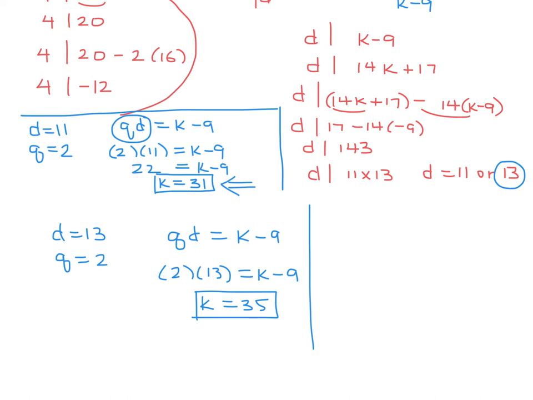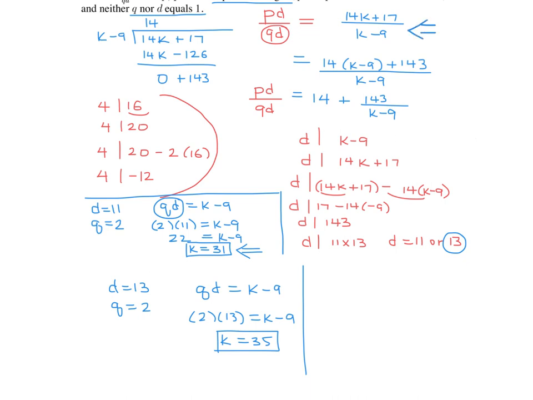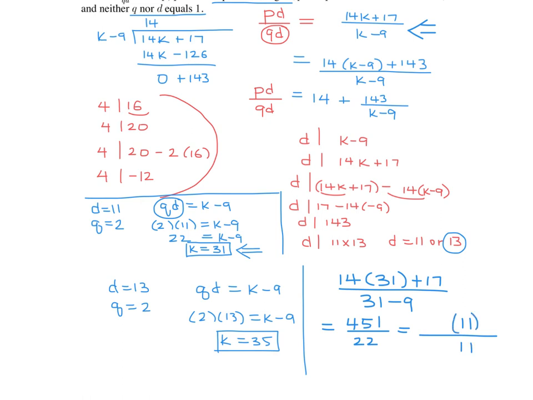So that means that our original expression, up here, when K is 31, if we substitute it in, 31 plus 17 over 31 minus 9, is 451 over 22. And an 11 factors out from top and bottom, and we get 41 over 2. So this is exactly what they had in mind, where this is your PD over QD. This is my D, D is 11, which I figured out over there. This is my Q, which I figured out. And this one is P, right here, 41. So there you go. That's the solution for number 8.